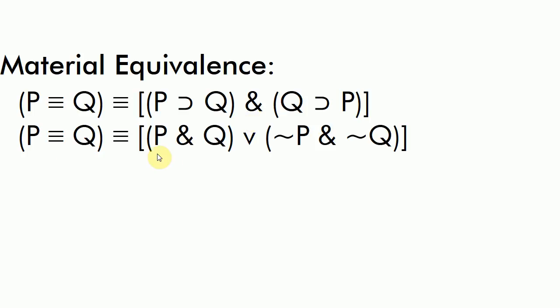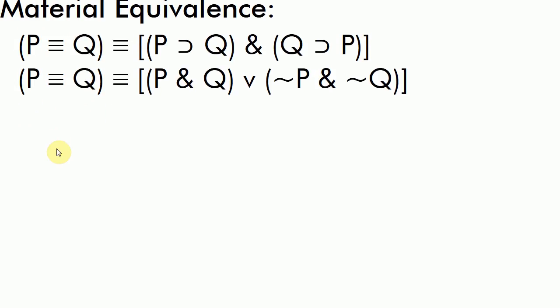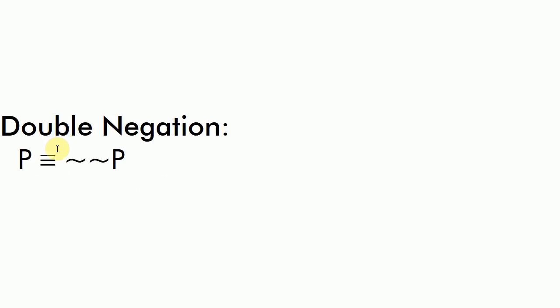Here we have another way of expressing material equivalence. It's saying either P and Q are both true or they're both false. So this is telling us what material equivalence means. Okay, let's move on to the next rule of replacement.